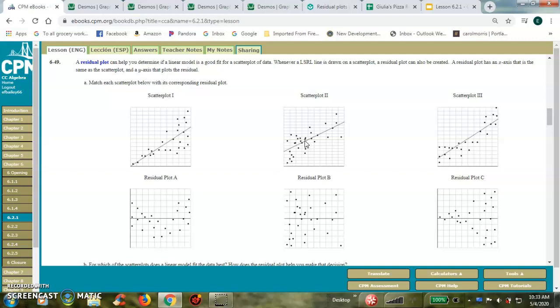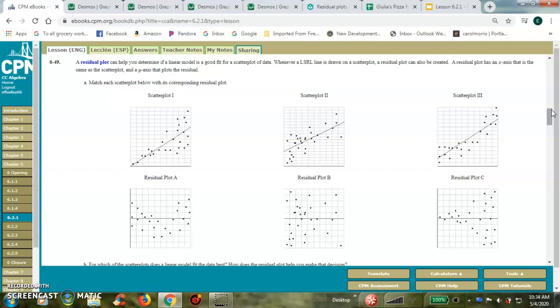So I think the best fit for 2 is residual plot B, and then the best for 3 is residual plot A. All right, and I can tell you I already checked the answer key, and that's correct. So scatter plot 1 goes with C, scatter plot 2 goes with B, and scatter plot 3 goes with A.